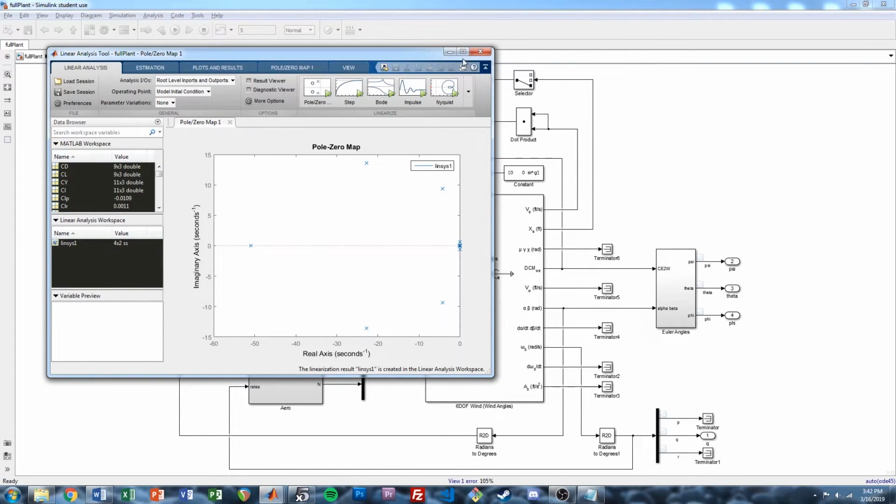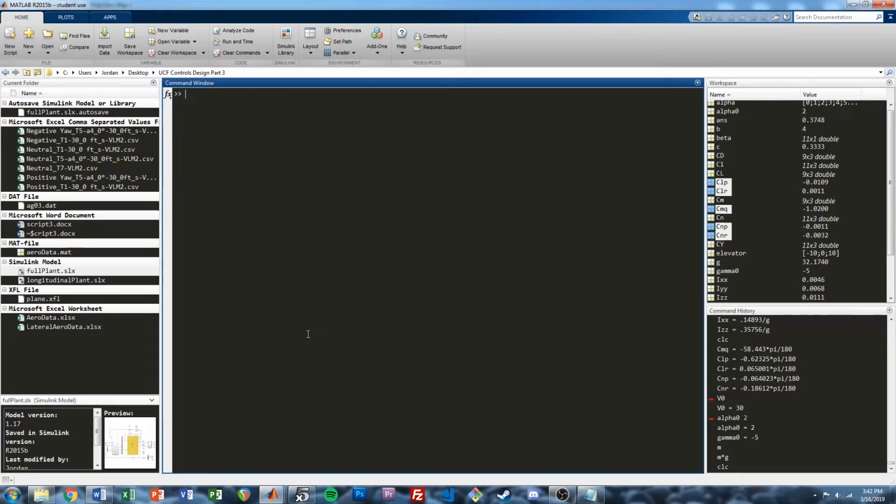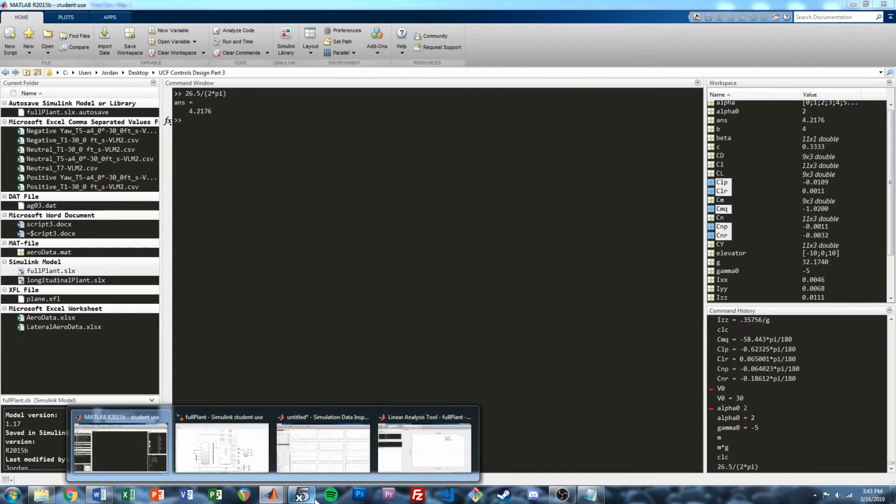And let's see where everything is. There's a lot of stuff going on. Let's check the longitudinal modes first. So this one looks like it's going to be our short period. And this is a 0.85 damping ratio and 26.5 radians per second. So 26.5 divided by 2 times pi will be around 4.2 hertz, 0.9 damping ratio.